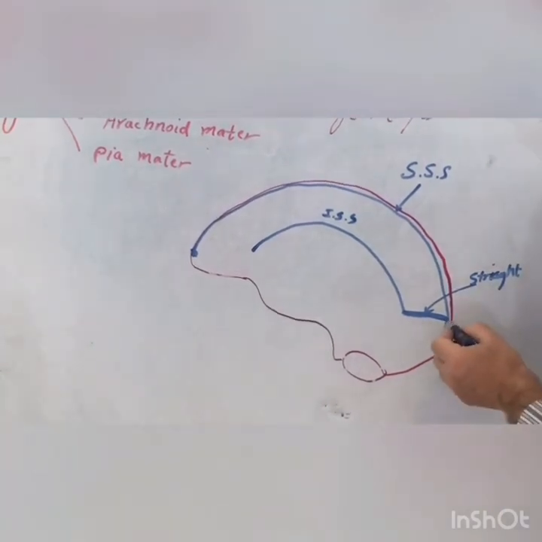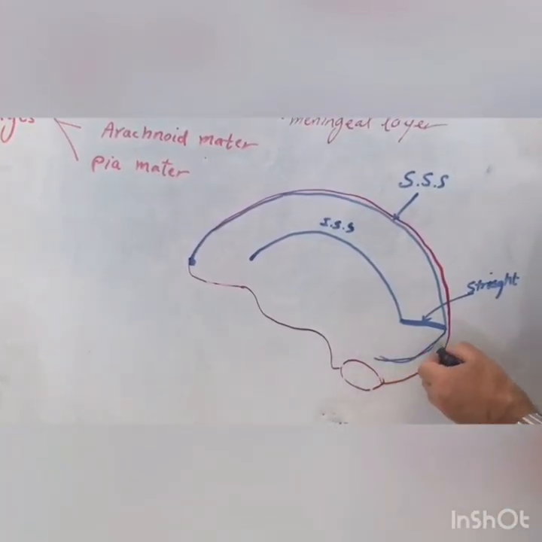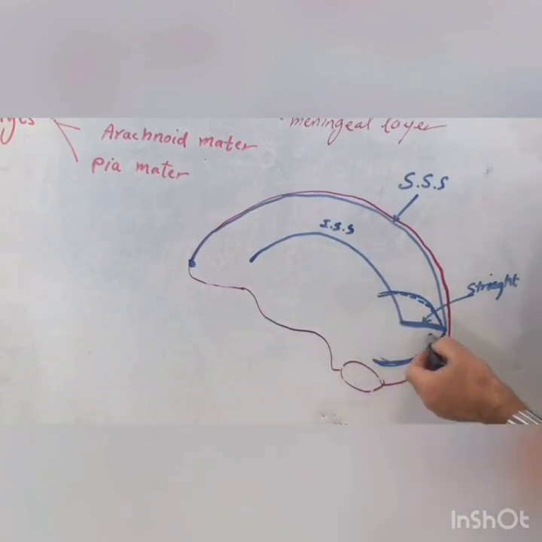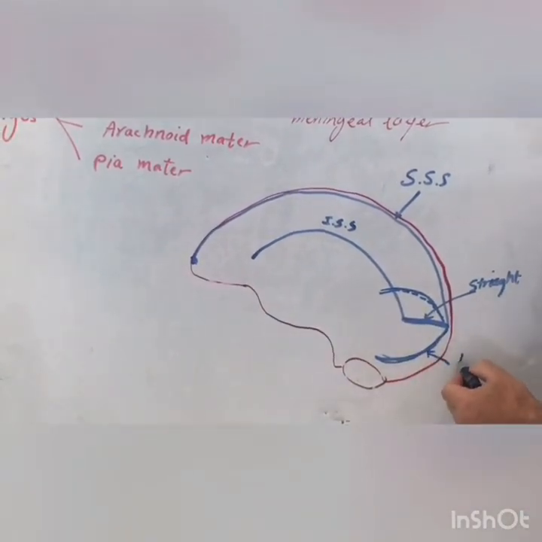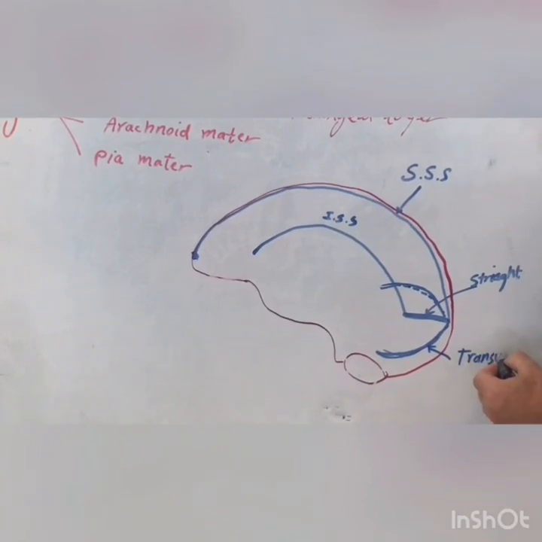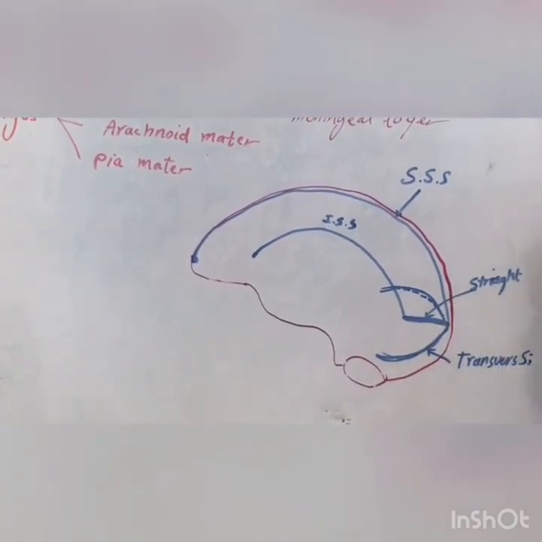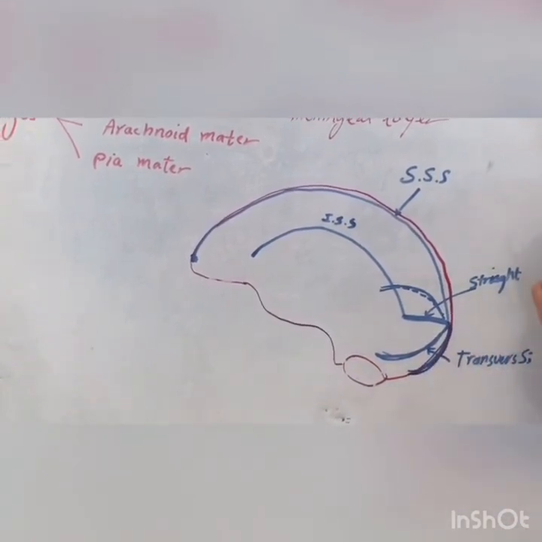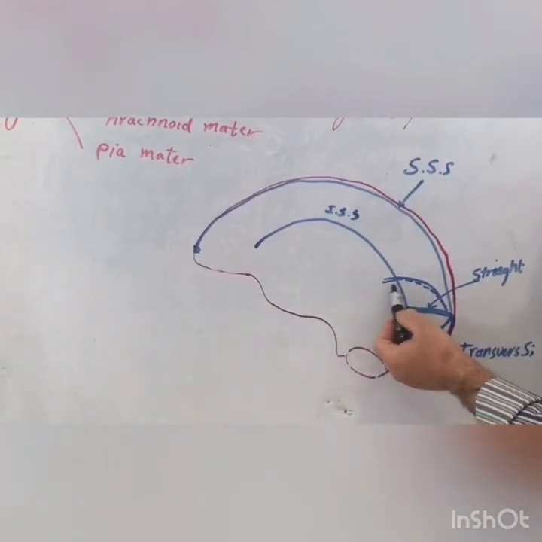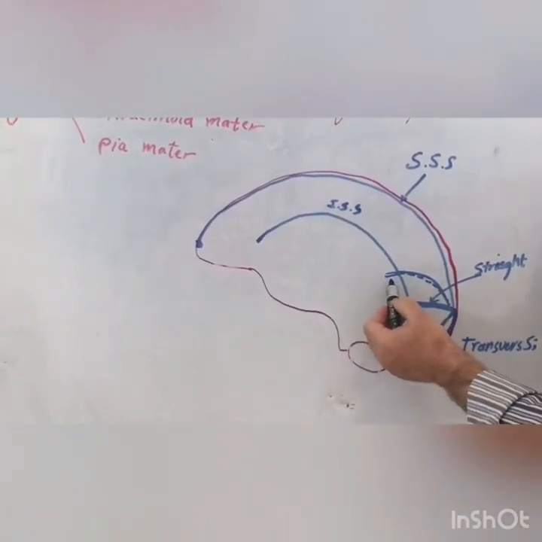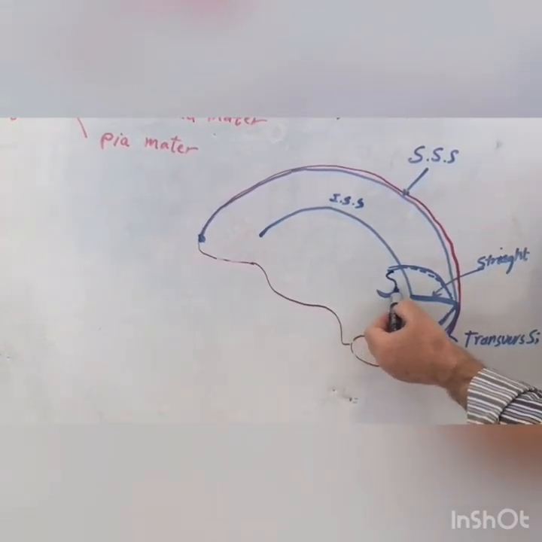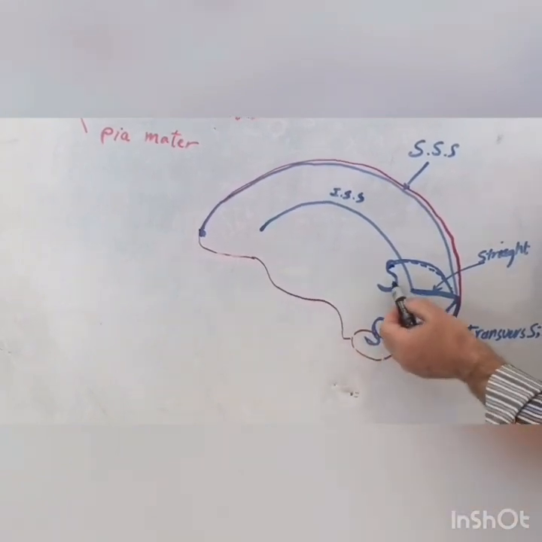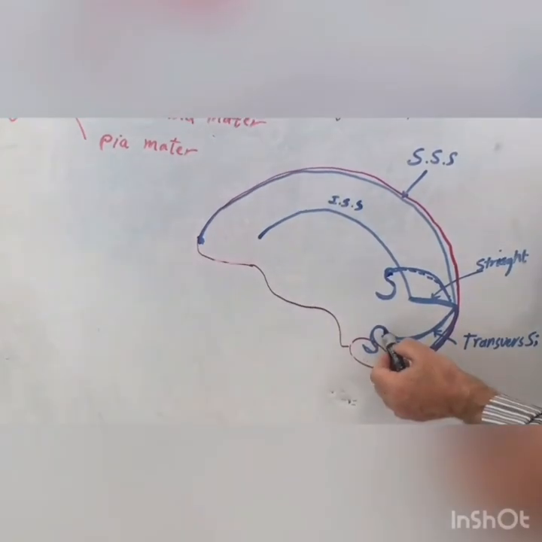And at the border of the tentorium, we have two sinuses. This one and the other one. We call them transverse sinuses, left and right. And here inferiorly, we have the occipital sinus. At the anterior end of the transverse sinus, we have an S-shaped sinus, like this one. We call it sigmoid sinus, right and left.